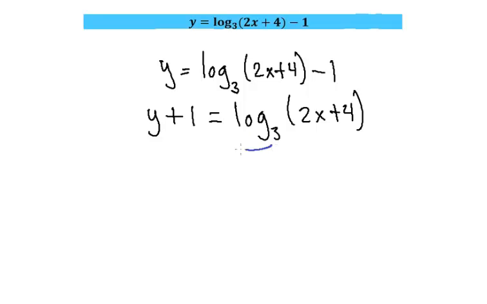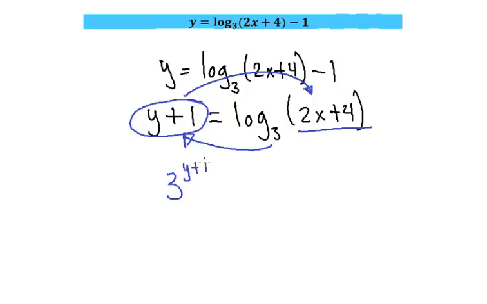Once we have done that, we follow the following process. This 3 is going to be raised to the exponent y plus 1 and is going to be equal to 2x plus 4. It's going to look something like this: 3 raised to y plus 1 equals 2x plus 4. That's how you're going to transform the logarithm into an exponential function.